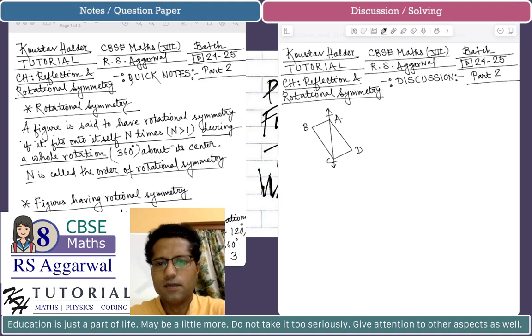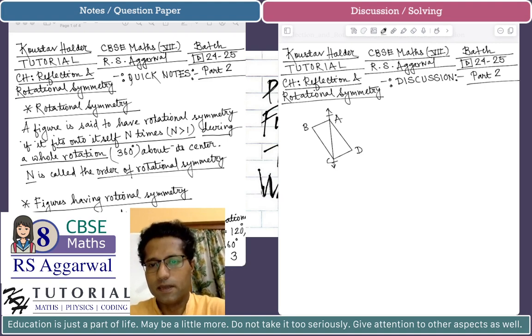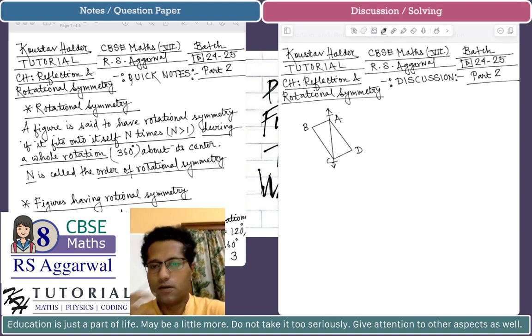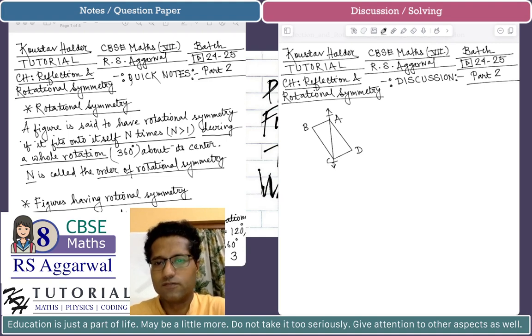Let's say the diagonal AC is the line of symmetry. Can it be a line of symmetry? If this is a line of symmetry, then the part of the figure on both sides of the line of symmetry has to look identical. Now what exactly does it mean to look identical? It does not mean that both the parts on either side of the line of symmetry have to be congruent. No, that is an incorrect description.